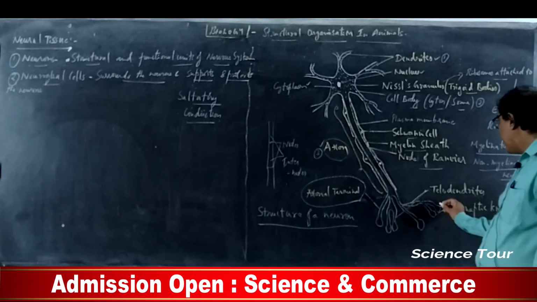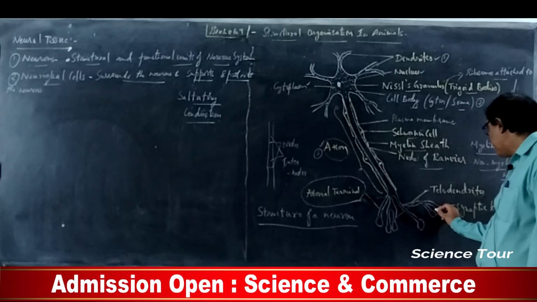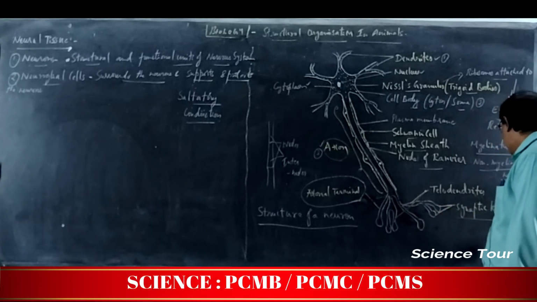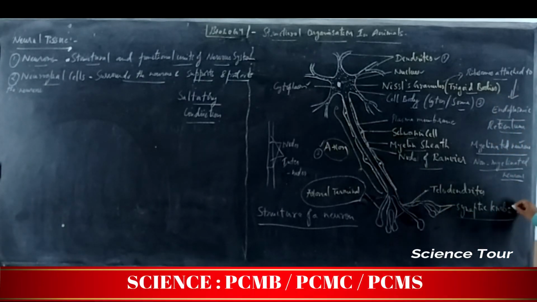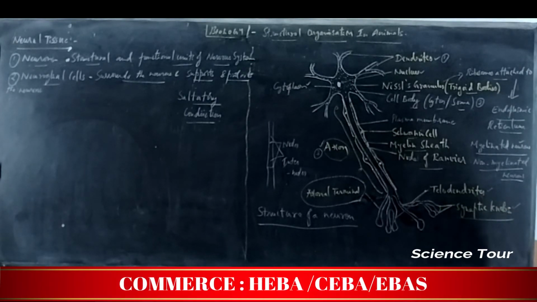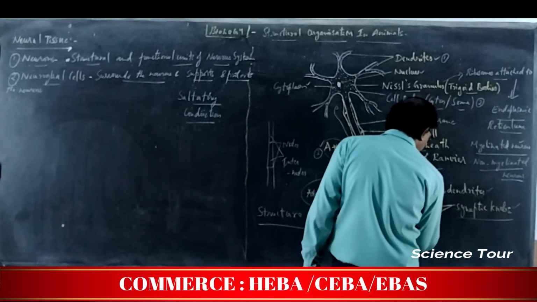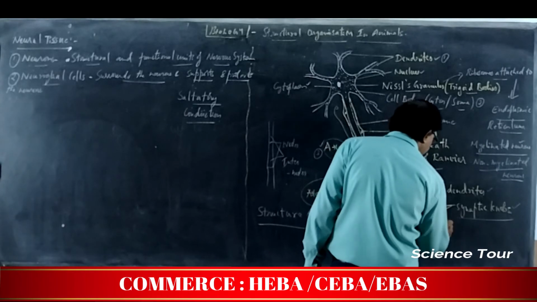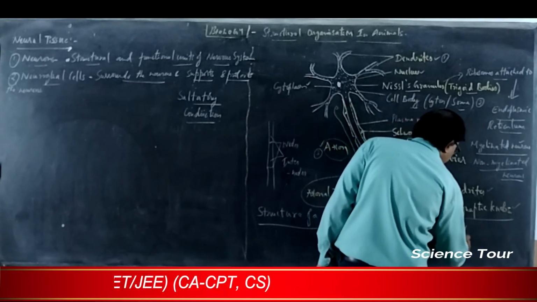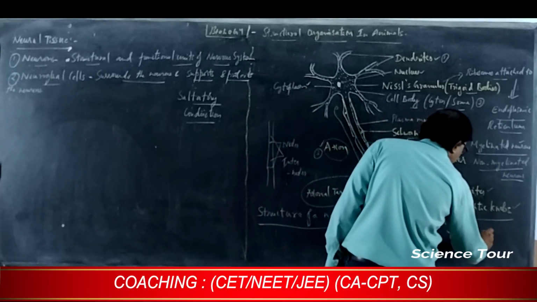At the tip of these telodendrites they have knobs. Those knobs are called as synaptic knobs. Inside which there are synaptic vesicles present. What are present? Synaptic vesicles.